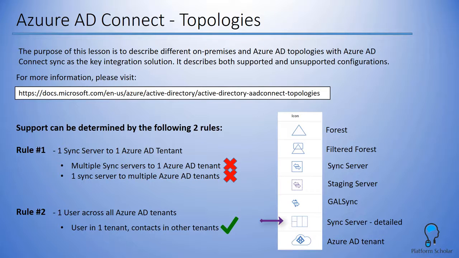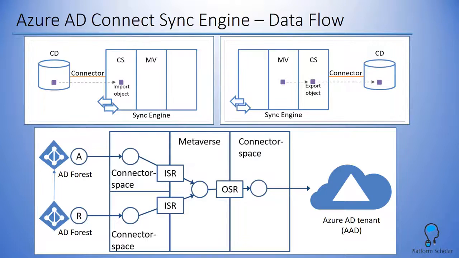The box with the lines represents a zoomed-in version of the sync server, which we'll explain in detail on the next slide. And the cloud with the Active Directory symbol represents an Azure AD tenant, which for our purposes is the same as an Office 365 tenant. So to really understand why some topologies work and some don't, we might as well dive into the architecture of the sync server itself, and we'll need to do it at some point anyway.